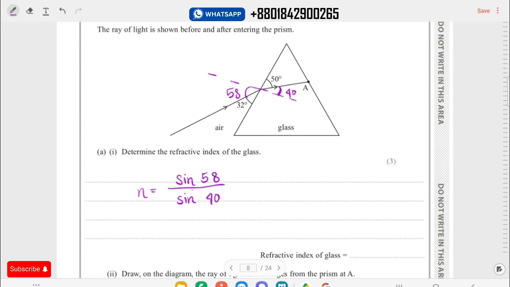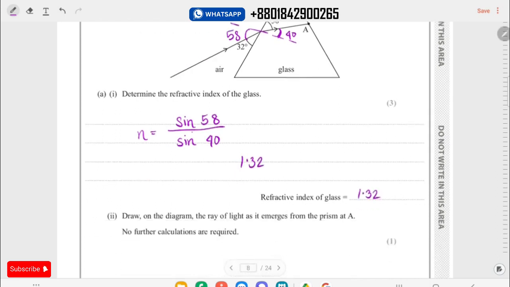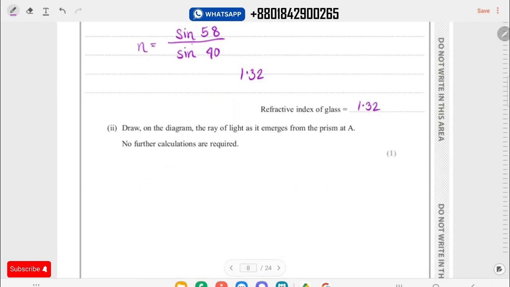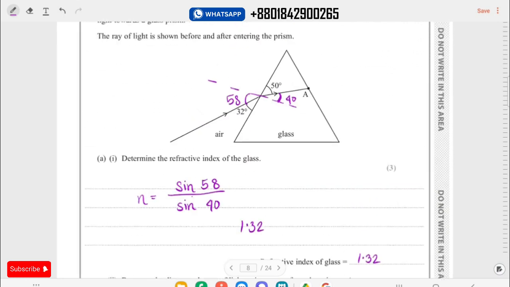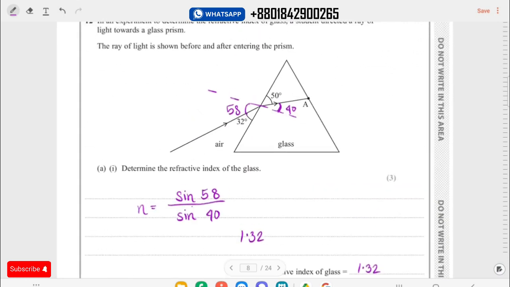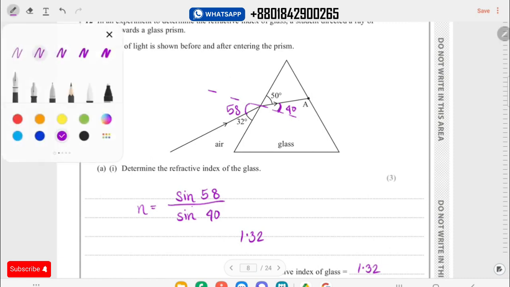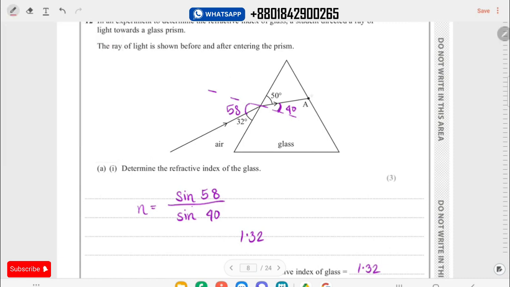Okay, now you get a value of 1.32. Okay, 1.32 over here. So we'll move on to the next question. We need to draw on the diagram the ray of light as it emerges from the prism at A. No further calculations are required. We know that in glass prism the density is more, and outside the prism the density is low. So in this section we can also draw a normal over here for this second medium.